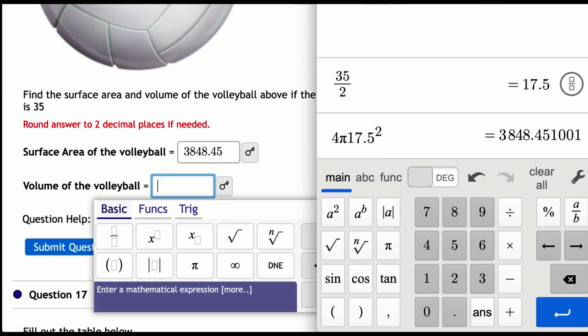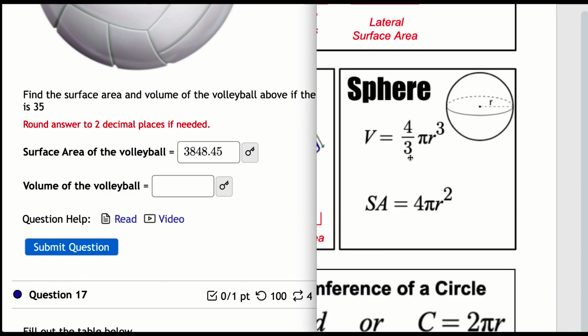Okay. Next, for volume, let's go back to the formula for that one as well. That's going to be 4/3 pi r cubed. It's kind of like 4 pi r squared, but now it's 4/3 pi r cubed for the volume.